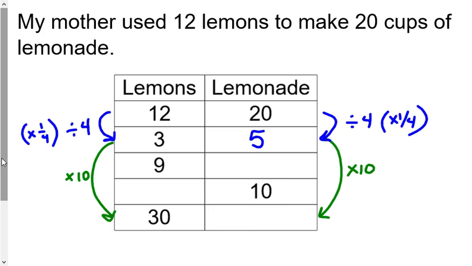So I could do 5 times 10, and that's going to give me 50. So a ratio of 30 to 50 is equal to a ratio of 3 to 5, which is equal to a ratio of 12 to 20. All of those ratios are equivalent ratios.